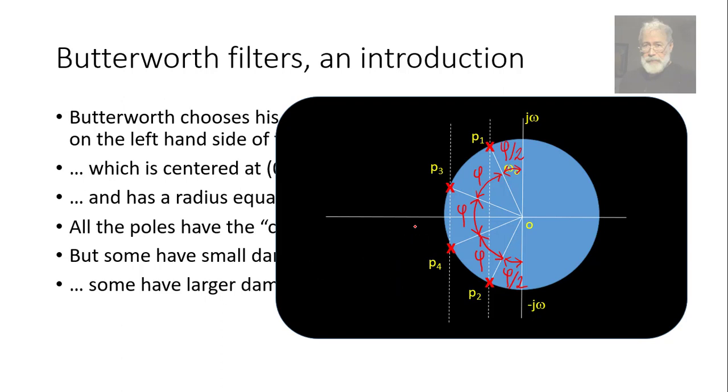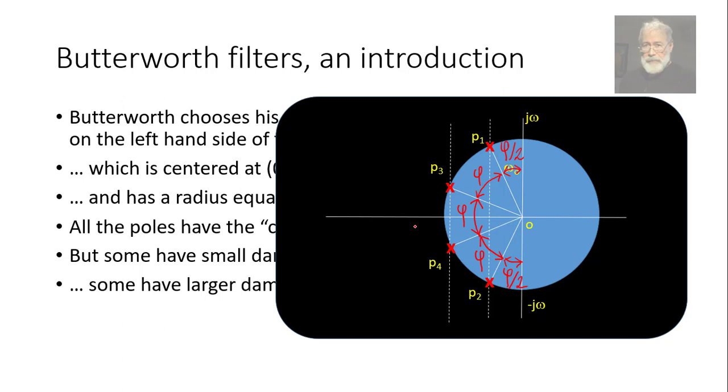By the way, you notice here that the pair P1, P2 have a very small damping factor, so they will contribute with a big overshoot. While P3 and P4 have a very big damping factor, so they contribute with a negative overshoot. They will cancel out the overshoots and give you a very flat response.